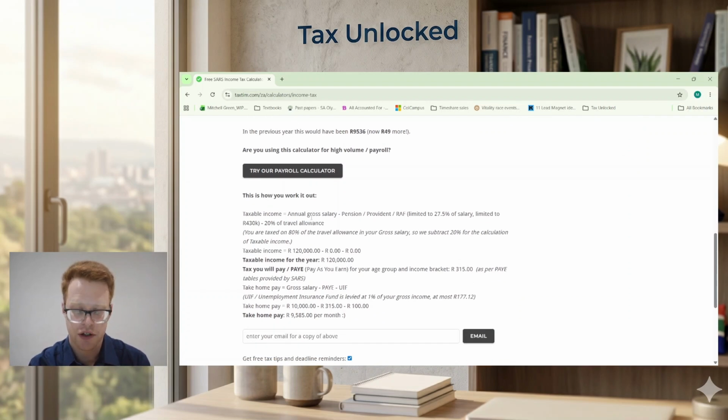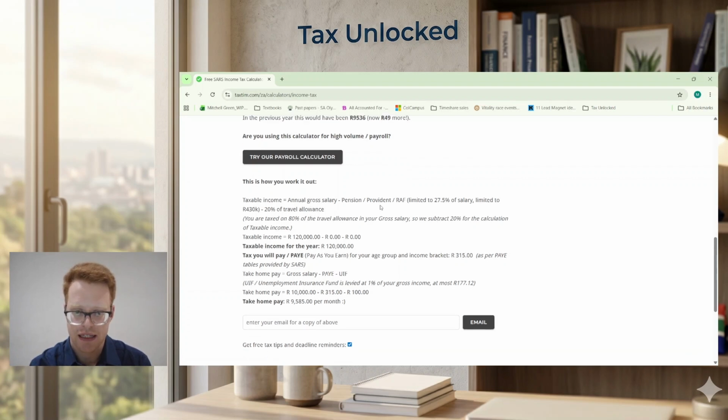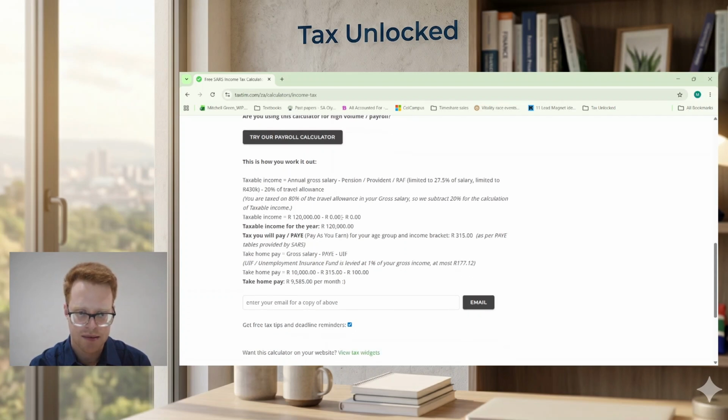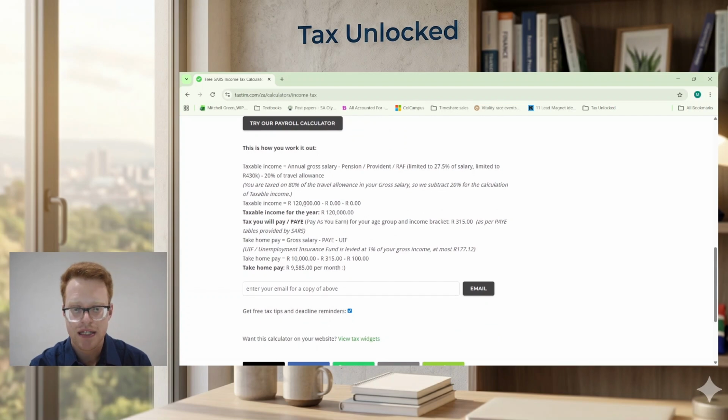Your annual gross salary, because remember, your income is taxed over a whole year, not per month, but over a whole year, a tax year, from March to February for individuals. Then we subtract any pension contributions and any non-taxable portion of a travel allowance. So your taxable income for the year is 120,000 Rand.